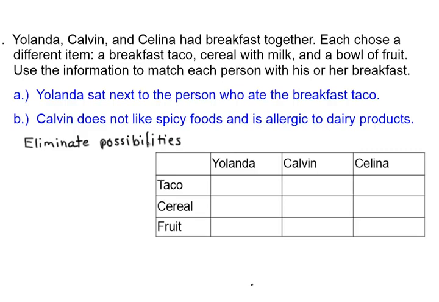All right, so first of all, here's the information they give us. Part A says, Yolanda sat next to the person who ate the breakfast taco. So right away, we know that Yolanda cannot have the breakfast taco. Calvin does not like spicy food, and he's allergic to dairy products. So he doesn't like a taco, because tacos can be spicy. He's allergic to dairy products, so he can't have cereal with milk. So that's telling me that he has to have the fruit.